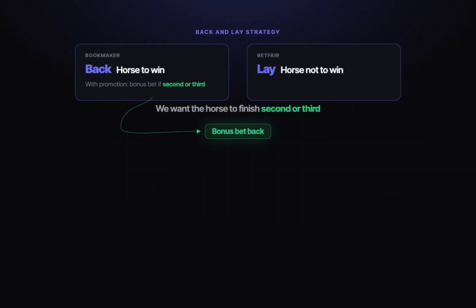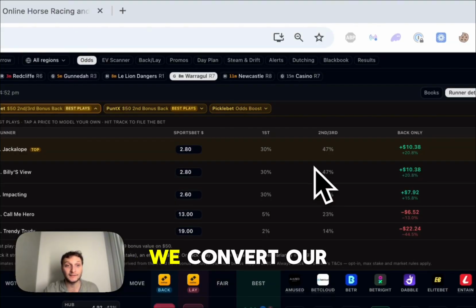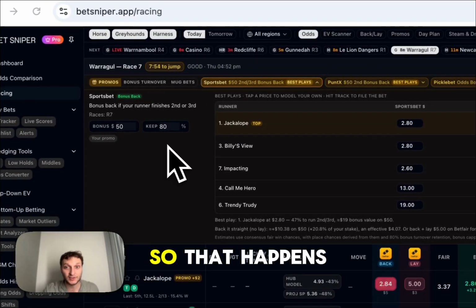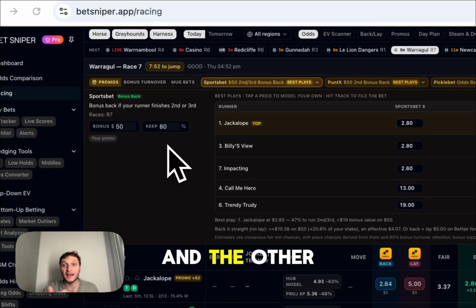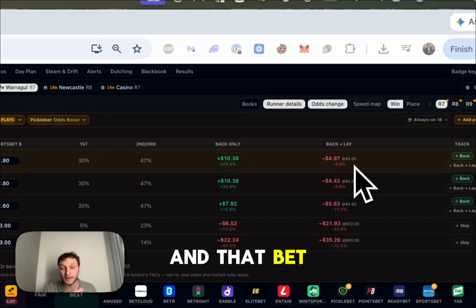And so what this is, you put your promotion on Jackalope, but in this instance, we're hoping it comes second or third. So the payouts are, if it comes second or third, we convert our bonus bet at 80%. So that happens 47% of the time. And the other 53% of the time, we're laying our bet on Betfair and that bet is winning.